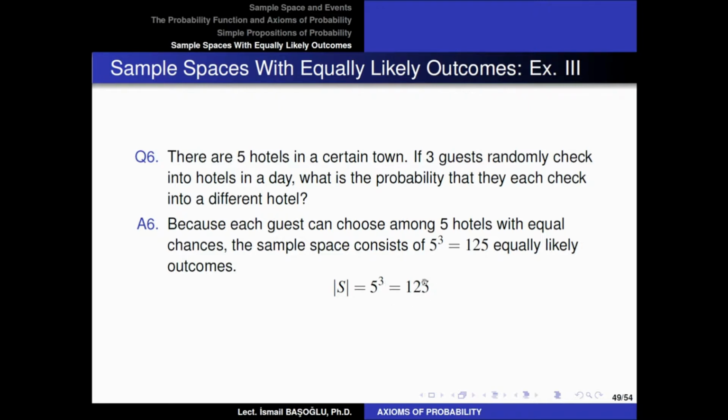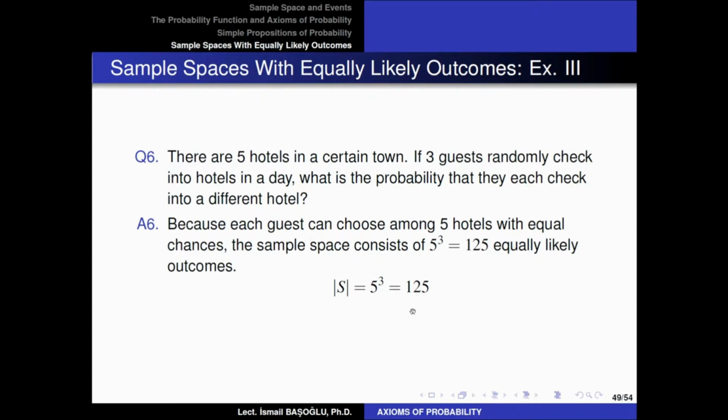125 equally likely outcomes. So by the generalized principle of counting, we are assuming that each guest's check-in process is an experiment, and we have 3 experiments, and when we combine these 3 experiments by the generalized principle of counting, we would have 125 equally likely outcomes.